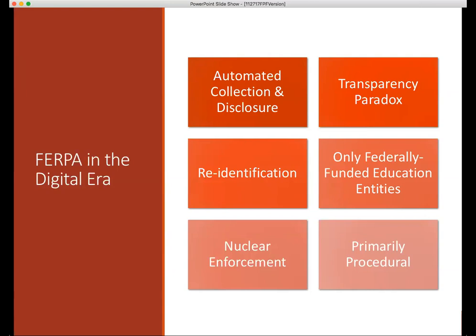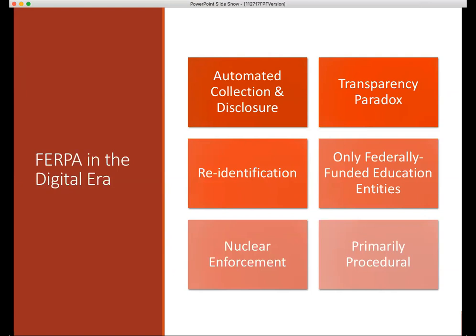The nuclear enforcement is the idea that FERPA has the very strong enforcement mechanism of withdrawing federal funding. That's its primary enforcement mechanism. And of course, doing that would hurt the students that FERPA is designed to protect. So people often describe it as a nuclear option, something that the Department of Education will not ever actually pull the trigger on because it's just too damaging.